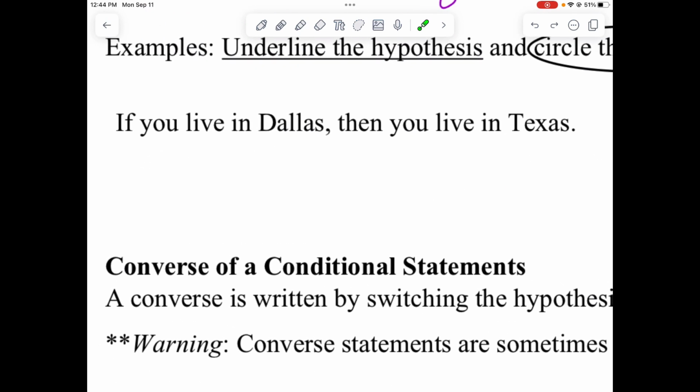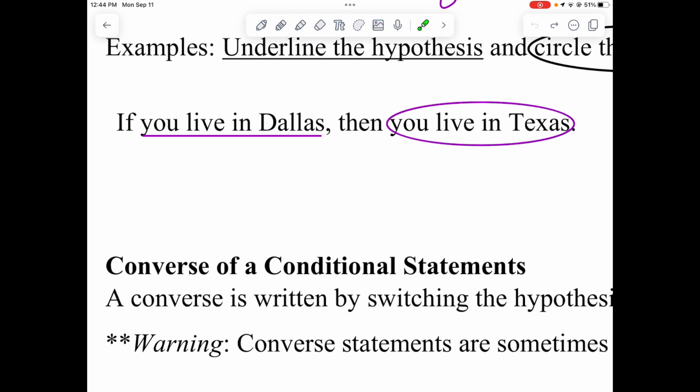Okay, let's look at the first example. On this one we have, if you live in Dallas, then you live in Texas. So the hypothesis is you live in Dallas. The conclusion is you live in Texas. Notice the words if and then did not get circled or underlined because they are not part of the hypothesis and conclusion. They're kind of like the anchor points. They stay put. They don't move. They're always going to stay where they are.